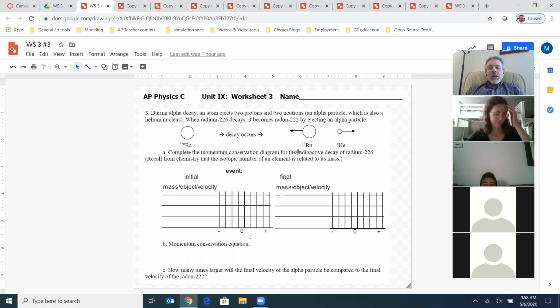Okay. But can you unmute yourself for a second? Because I want you to tell me, what kind of event is this? Is this like an elastic collision? You know, what is it? What is this?